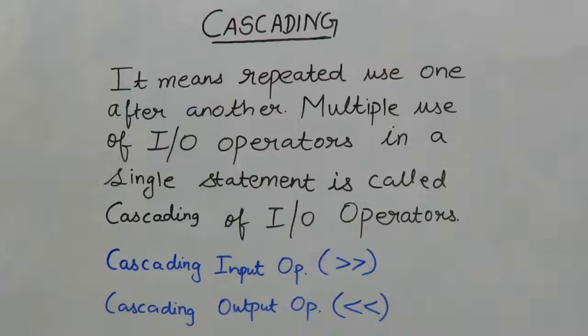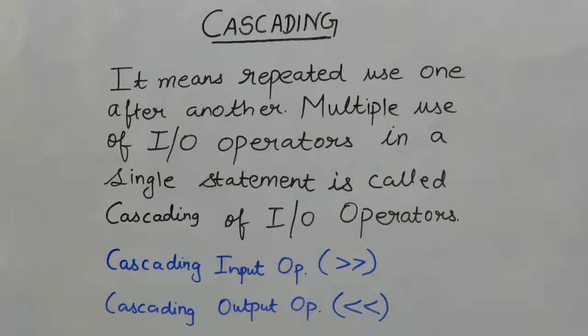Now we will study cascading. Cascading means repeated use one after another. In C++, cascading is the multiple use of an input or output operator in a single statement. How can we use multiple input and output operators?